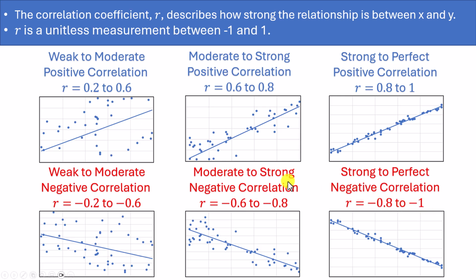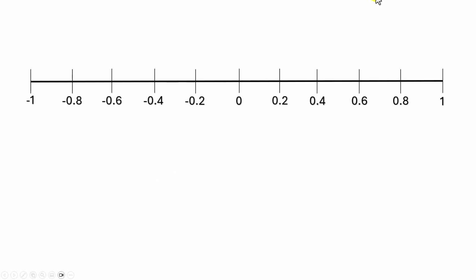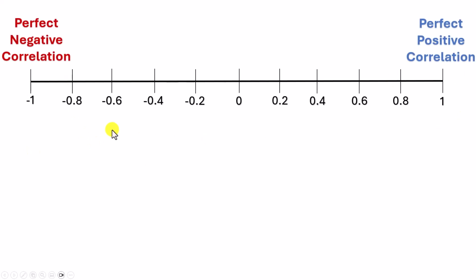And the closer we are to 0 is going to be representing a weaker relationship, where the dots stray more from the line. Another way to think about this is on a number line. So the value of r, the correlation coefficient, can go anywhere from -1 all the way up to +1. And at the extremes, we describe that as the perfect correlations, either a perfect negative or perfect positive correlation.